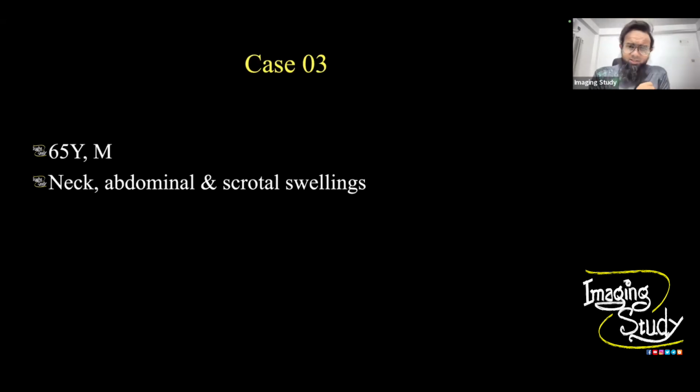Okay, let's jump into this case. This will be a bigger one, so just keep a cool brain and let's start. This is a 65-year-old male patient who came with neck, abdominal, and scrotal swelling. He was sent for 3 scans: a neck ultrasound, an abdominal ultrasound, meaning the whole abdominal ultrasound, the upper abdomen and the pelvic organs all included. It differs from country to country, so I'm just trying to describe. And he was also sent for an inguinal scrotal ultrasound.